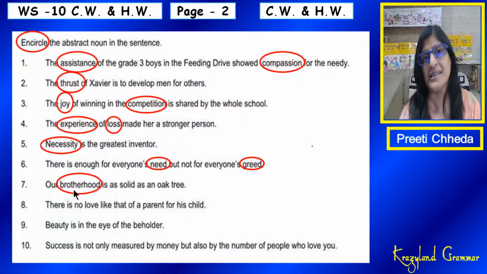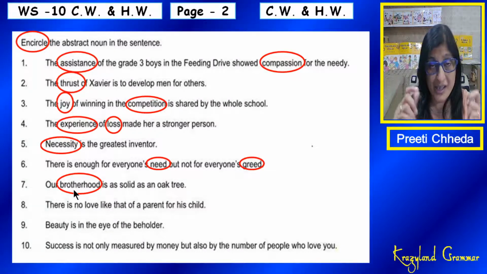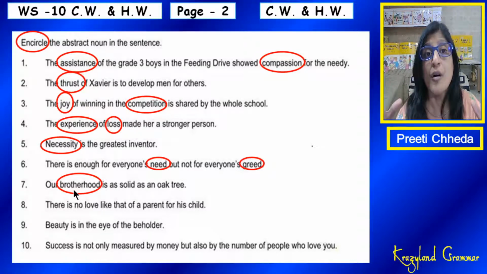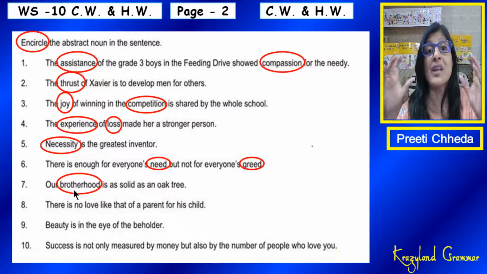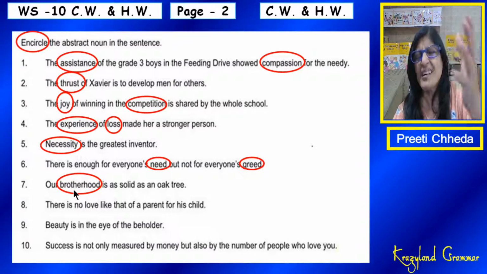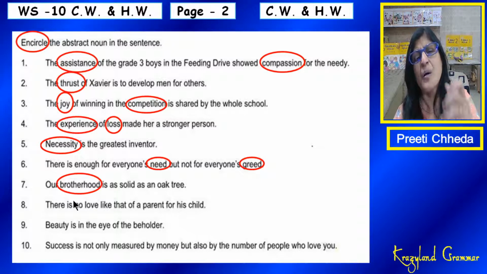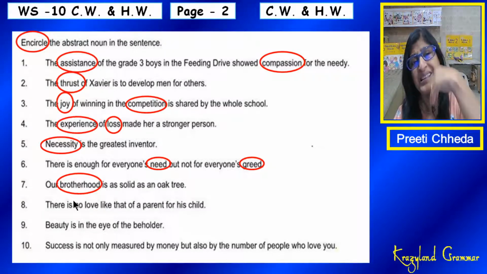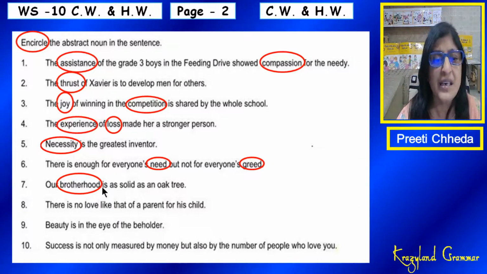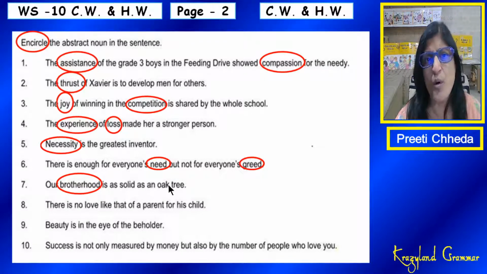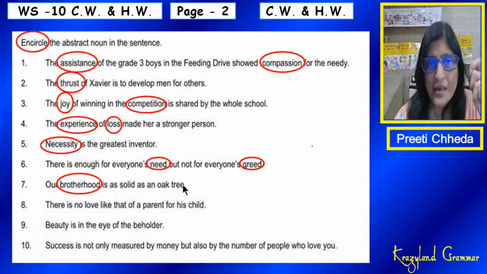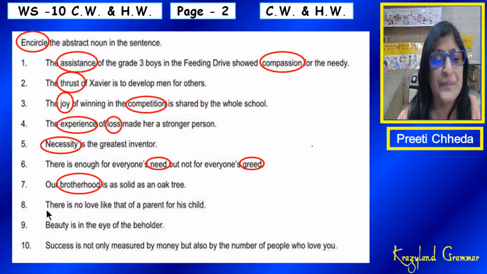Now here in this sentence we have used similes. Now comparison of two things, as solid, I'm comparing brotherhood and oak tree. No, I am comparing the quality of the brotherhood and the oak tree. So similes, let's not get confused. We will learn proverbs, idioms and similes later. So brotherhood, yes, is nahi, as nahi, solid nahi, as nahi, and oak tree nahi. So brotherhood is the only abstract noun in the sentence.